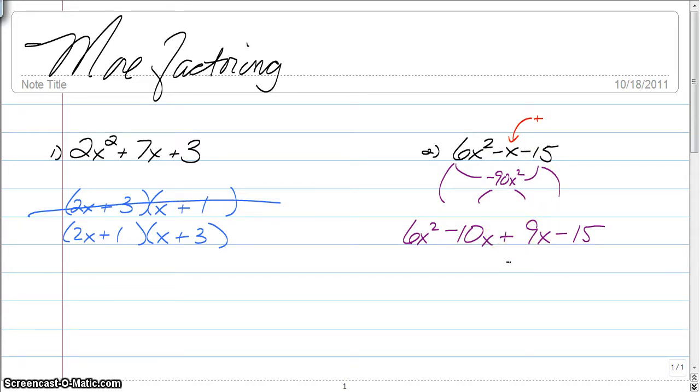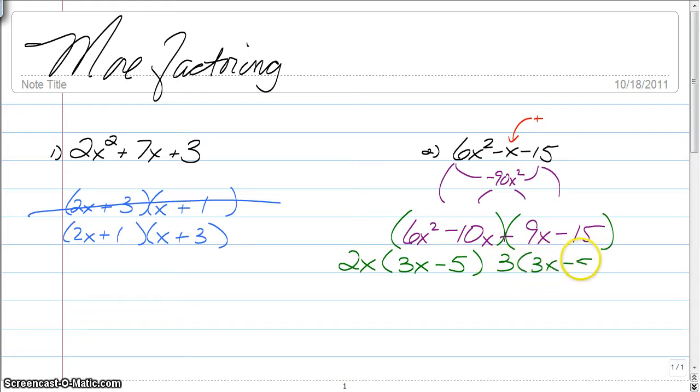Okay, so now what do we do from here? Well, we're just going to do a little bit of grouping. So we're going to group the first 2, we're going to group the second 2. Factor out your GCF of this, which would be a 2x, leaving you with 3x minus 5 on the inside. And we're going to factor out our GCF of the next group, which is going to be a 3, leaving us with a 3x minus 5 on the inside again. Now check out what happened. The insides are the exact same.